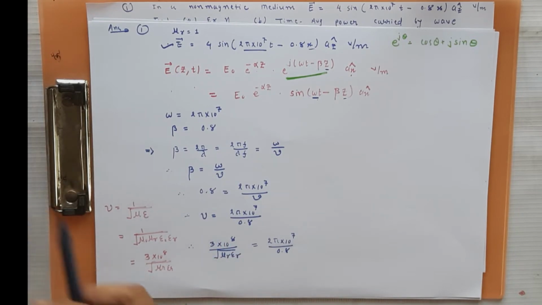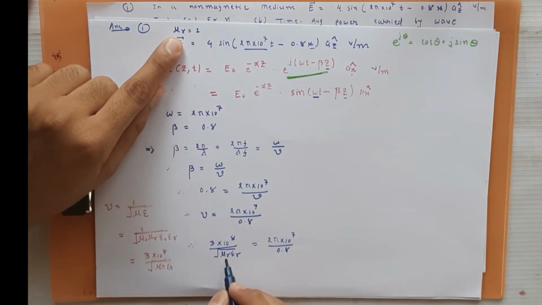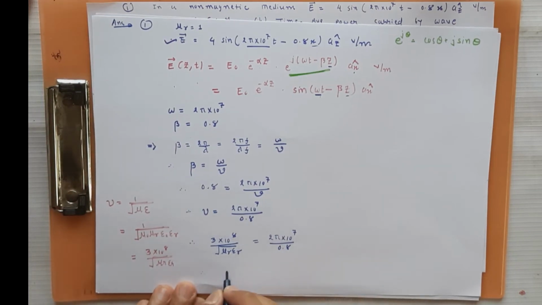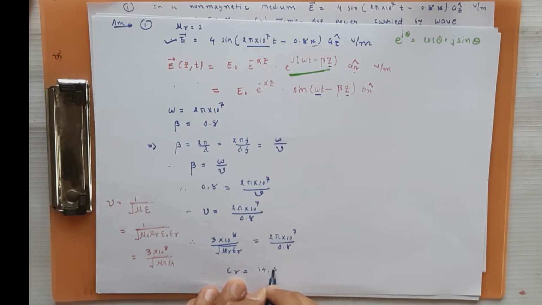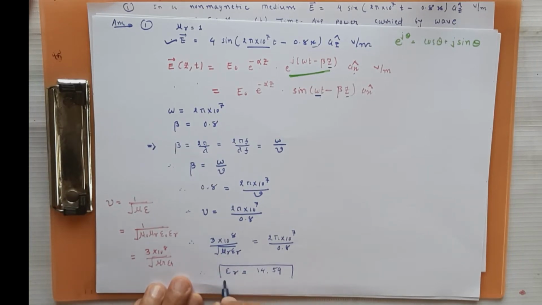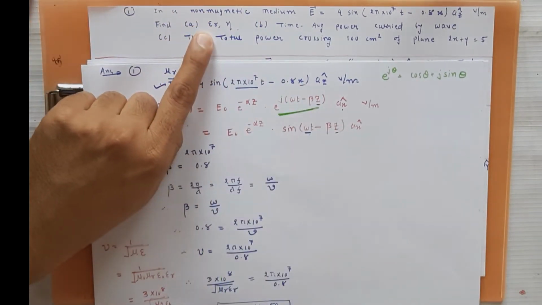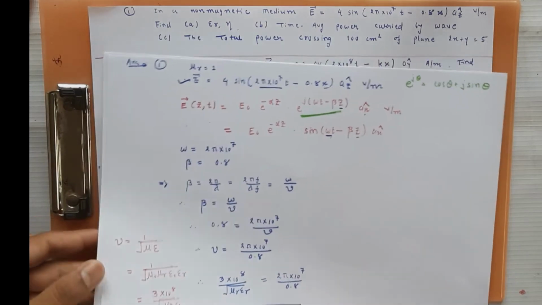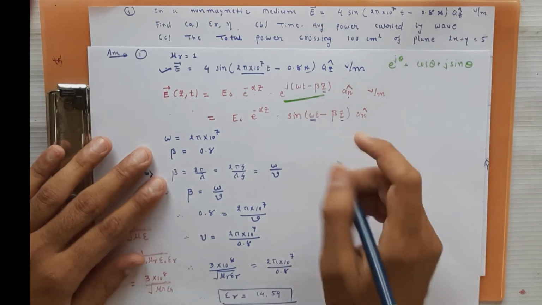Clear? So now the value of mu r is known. It's a non-magnetic medium, so mu r is equal to 1. If you put mu r equal to 1, only epsilon r is unknown. So by using a calculator you can find the value of epsilon r, which is 14.59. So we get our first answer: epsilon r, the relative permittivity, is 14.59.